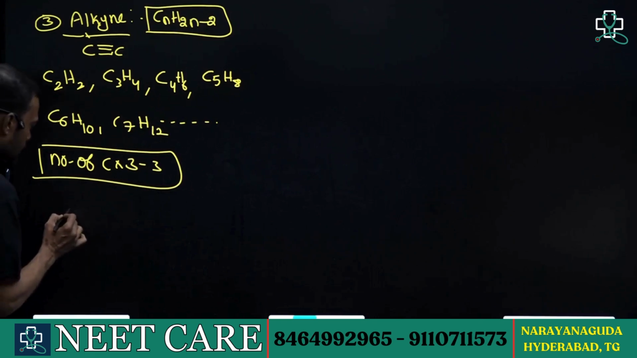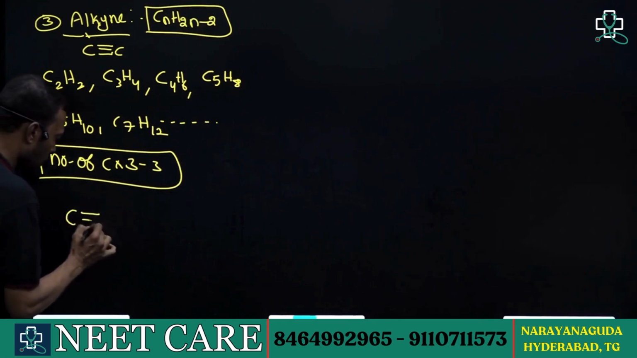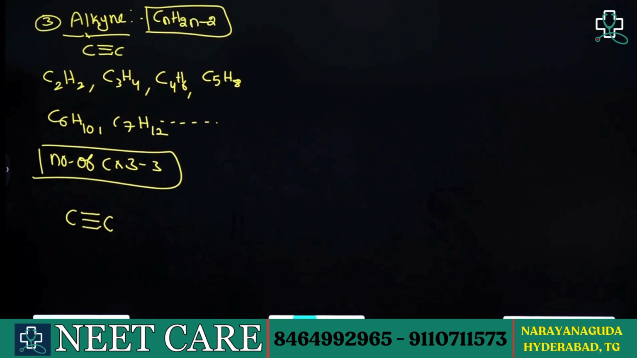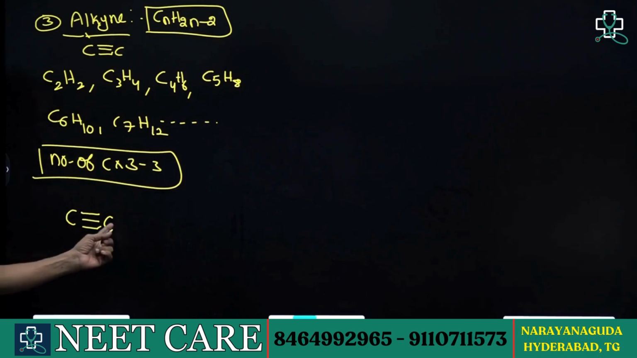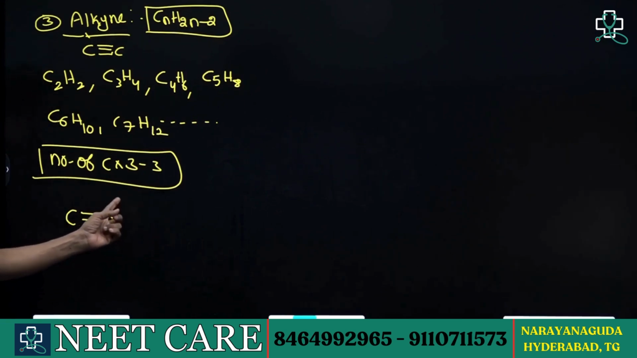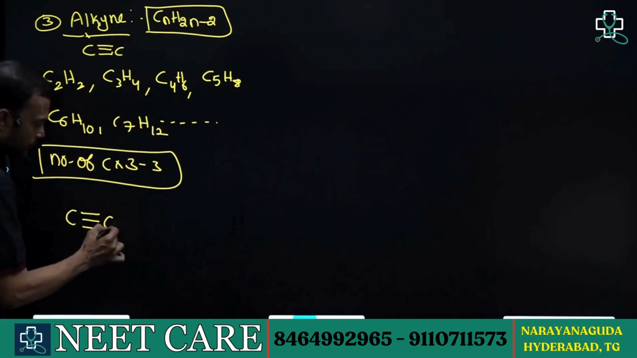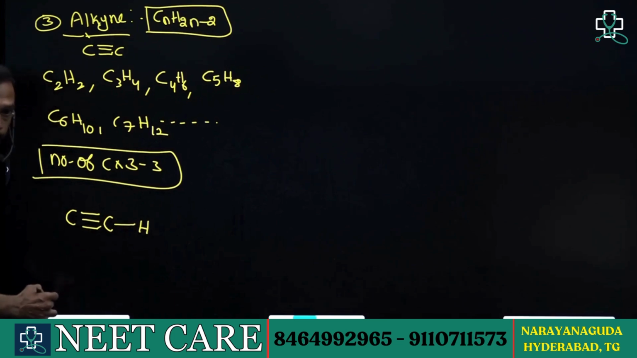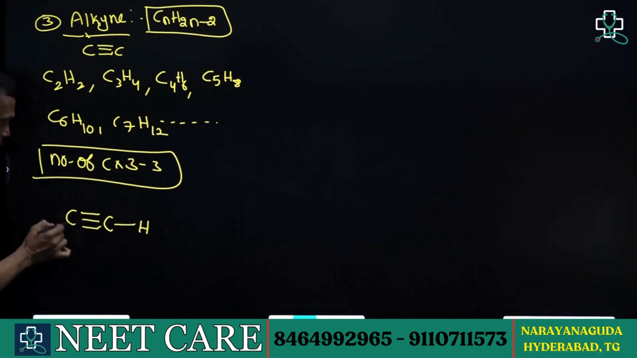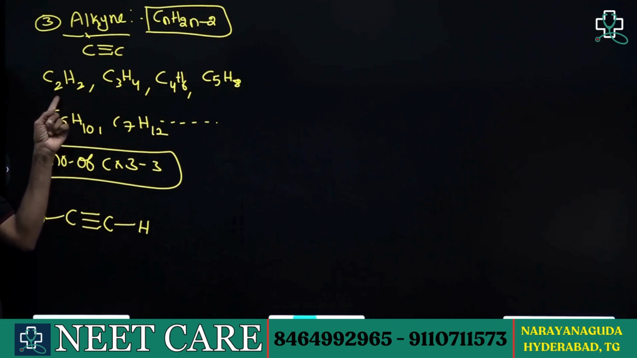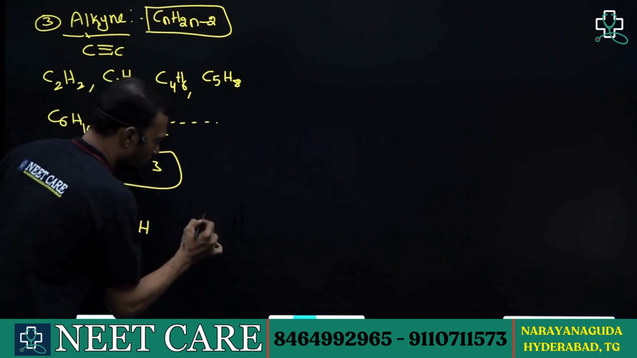Will you calculate this? See, I am taking 2 carbons only. Then how many hydrogens should I write here? Can I write 1 or more than 1? Only 1. Why? Valency 4, maximum 4 is over. Now here also 1. Is it C2H2 or not? Is this the molecule?